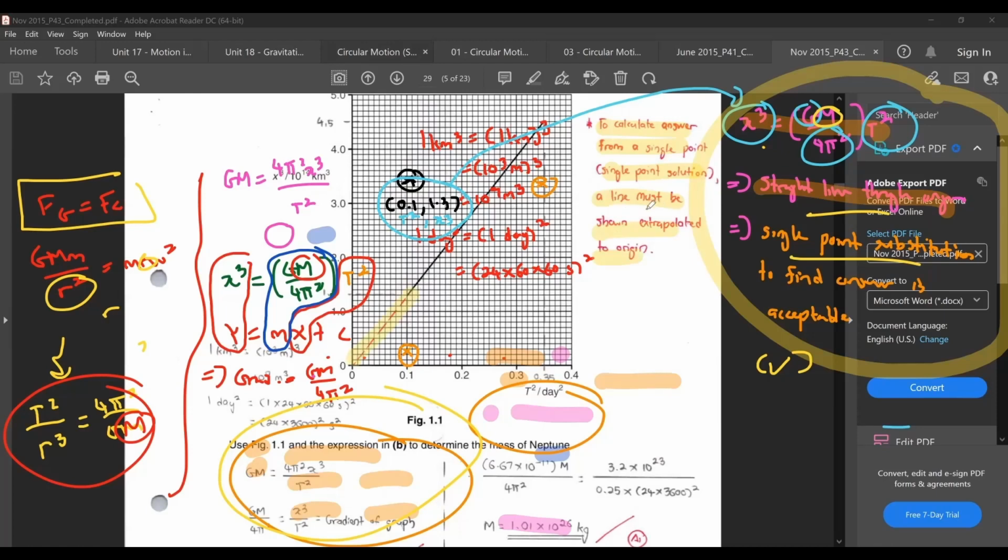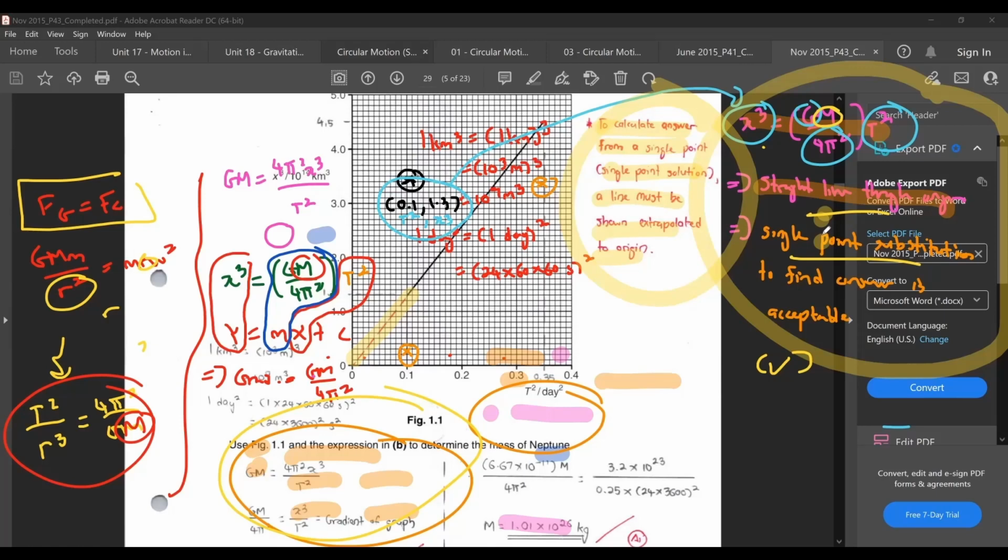Okay, this is the examiner's comment for this question. If you're trying to find just for a single point the answer, make sure that you show the line is extrapolated to the origin. Because as I mentioned to you just now, single point substitution more often than not is only applicable for a straight line through the origin only.